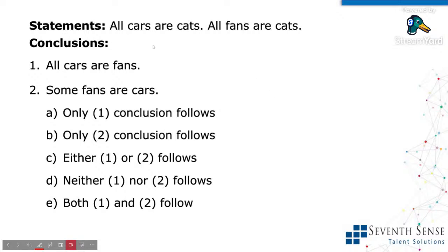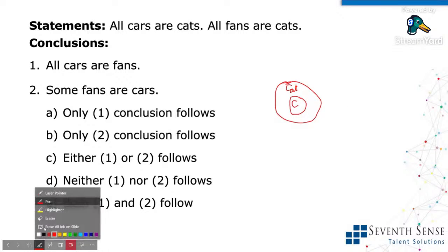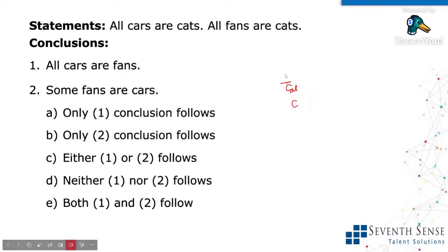Okay, all cars are cats. So I'm gonna take a car over here and a cat. All cars are cats. All fans are cats. So now we are into a bit of a confusion over here. So what we should do, sir? Okay. See, very simple. Let me draw the diagram in a bigger way so that we don't have this confusion.